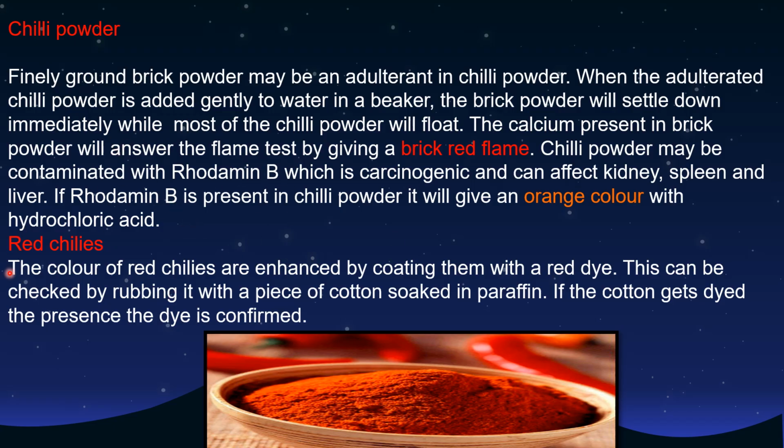Next, red chilies can also be adulterated. They coat the red chilies with red dye. We can identify its presence by just rubbing it with a piece of cotton soaked in paraffin. The dye color will get attached to the cotton and we can see that visually.